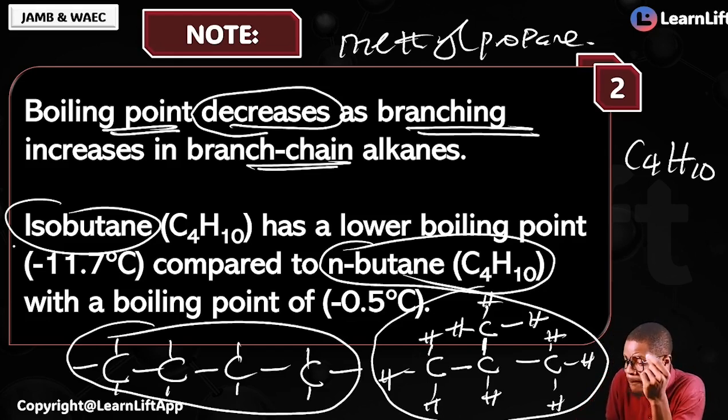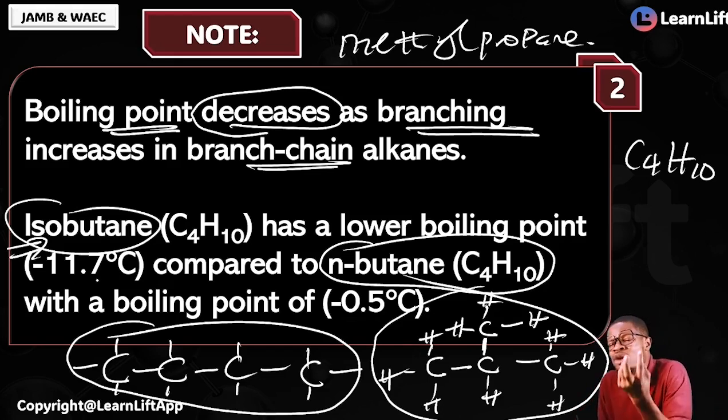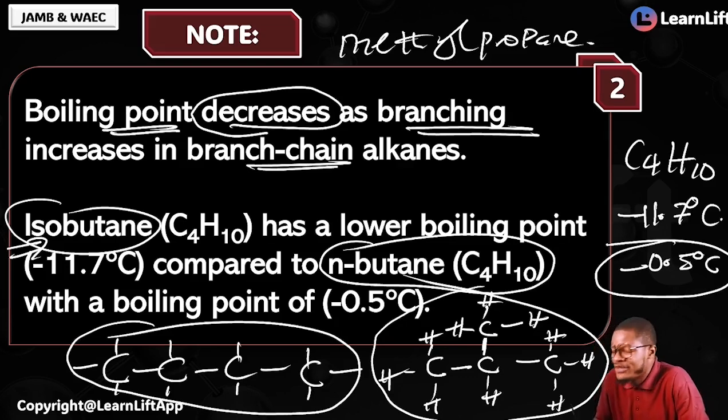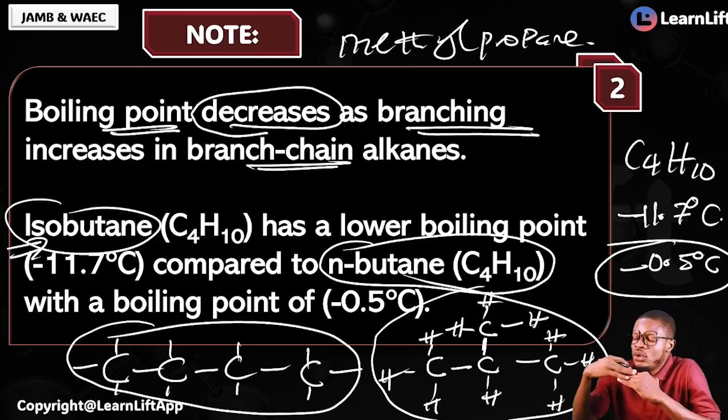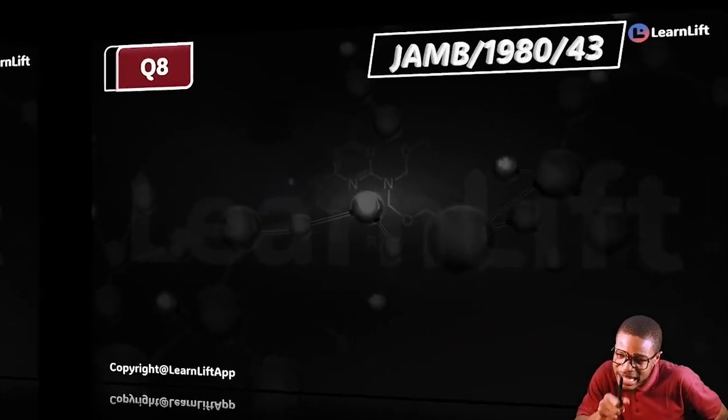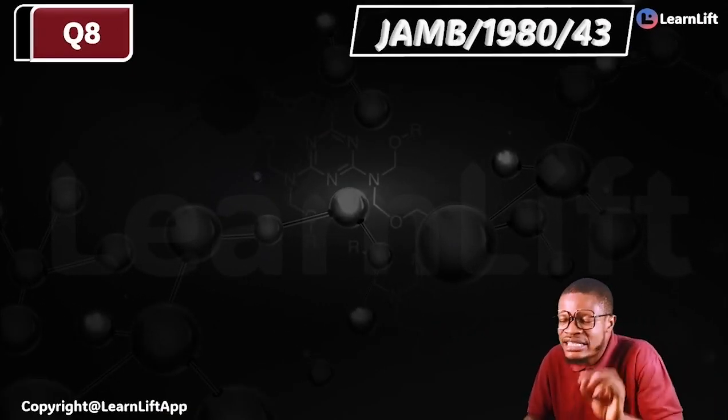That's why we said that isobutane has a lower boiling point because it has been branched. Compare the boiling point of your isobutane, the branch one, is minus 11.7 degrees Celsius, while your N-butane, the boiling point there is minus 0.5 degrees Celsius. Which one is higher? Minus 0.5 is higher than minus 11.7. So as the branching is increasing, boiling point is decreasing. Don't forget that very quickly, because they brought it as an exam question in JAMB 1980 question 43.